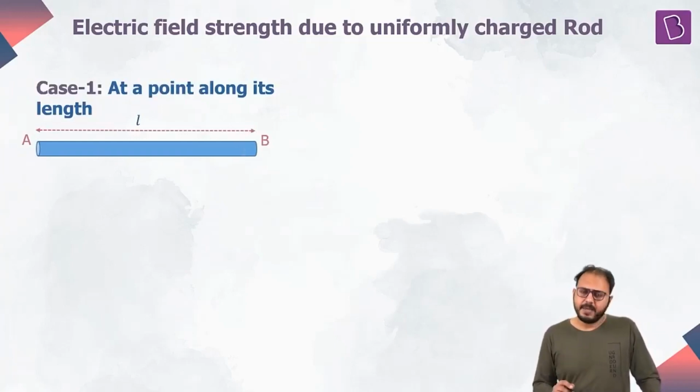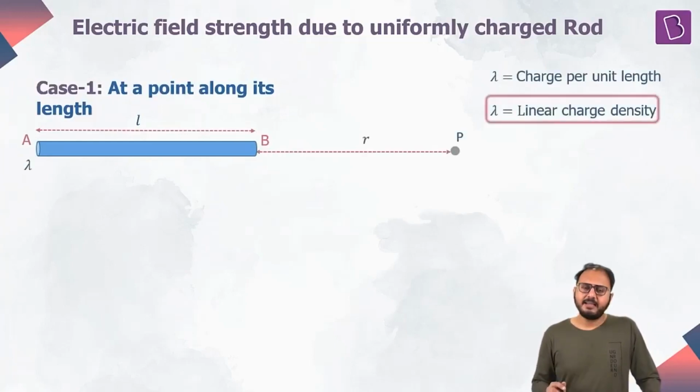You have a rod AB whose length is L, and lambda is the standard symbol for charge per unit length, or dq by dl if you will. It's also called the linear charge density. Of course, if it's area, it will be the surface charge density. And if it's the volume, it will be called the volume charge density.